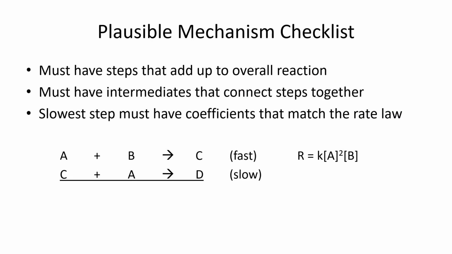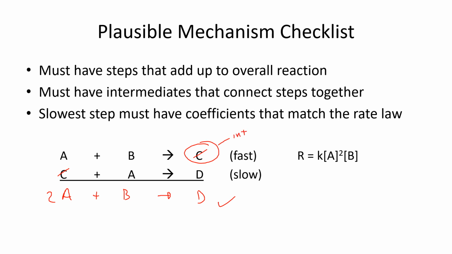Okay, finally, just to summarize, the things to look for to see whether your reaction mechanism is plausible or possible is to make sure that they add up to an overall reaction. So let's see what we have here. Looks like we have an intermediate here. We've got 2 A's plus a B making D. So if that's the overall reaction you have, then great. You have to have intermediates that connect the steps together. So there we have our intermediate.